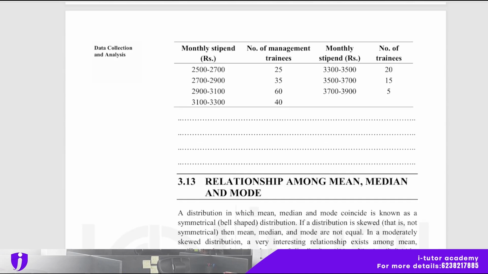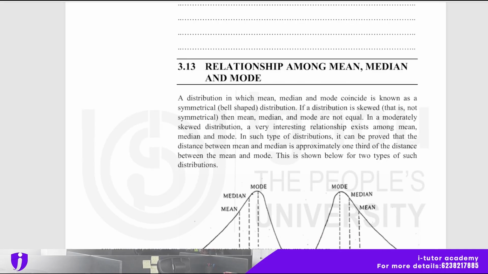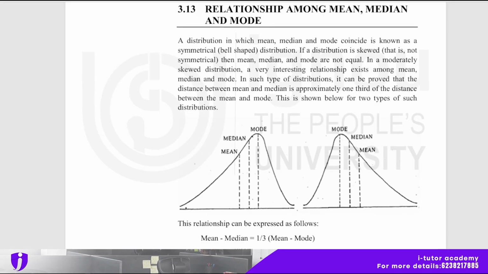Next is the relationship among mean, median and mode. So we already discussed mean, median, mode separately, and here is the relationship. A distribution in which mean, median and mode coincide is known as a symmetrical or bell-shaped distribution. If a distribution is skewed, that is not symmetrical, then mean, median and mode are not equal. In a moderately skewed distribution, a very interesting relationship exists among mean, median and mode. In such a distribution, it can be proved that the distance between mean and median is approximately 1/3 of the distance between the mean and mode.